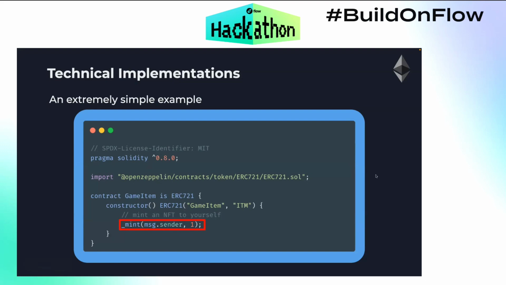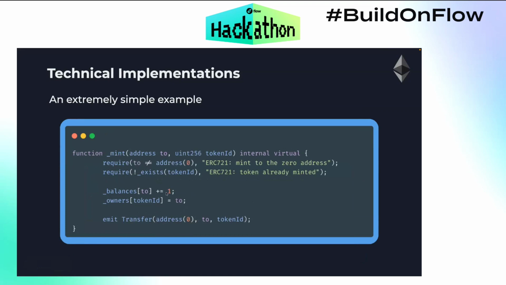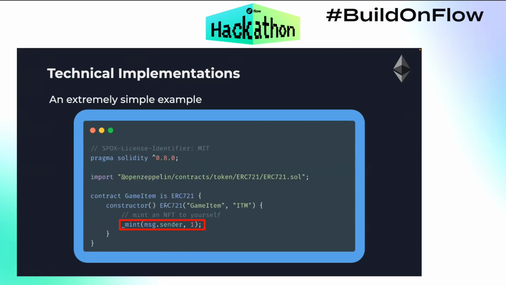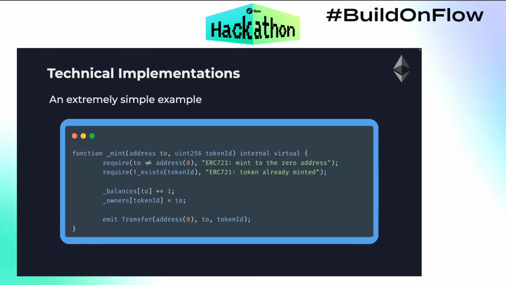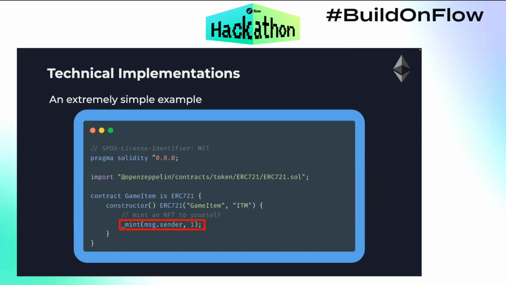And if you look at this mint function, what it really does is it's just these two lines which are the main part of this function, where it increases the balance of the recipient address by 1, and then it sets the owner of that token ID to the recipient address, right? So when we called the mint function, we gave it the recipient address, which is message.sender, and the token ID was 1, and we just increase the balance of message.sender by 1, and then set the owner of token ID 1 to message.sender. So this is an extremely, extremely simple NFT implementation on Ethereum.